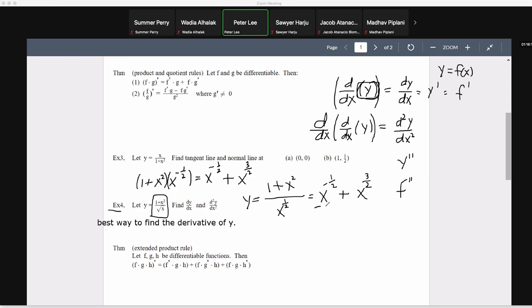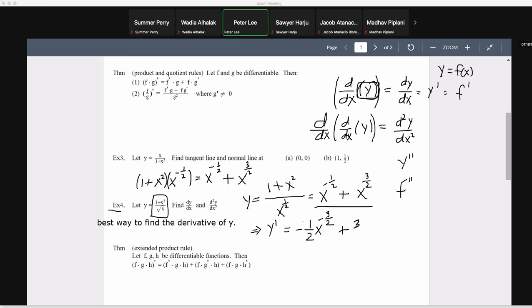Now, once we convert the y into this, what rule can you apply now? We can now apply the power rule. So what is y prime? Y prime is equal to minus a half times x to the power minus half minus 1, so that will be minus 3 over 2. And then plus, it's a sum. It's not a product, it's a sum. Therefore, now plus, and then what is the plus?